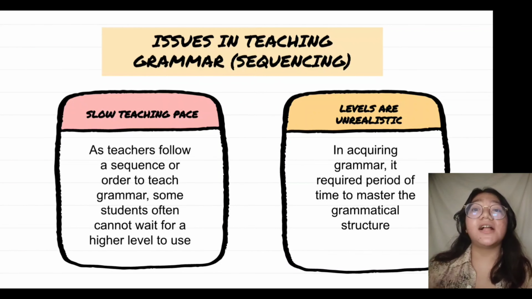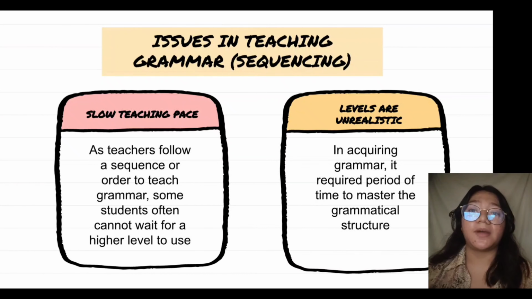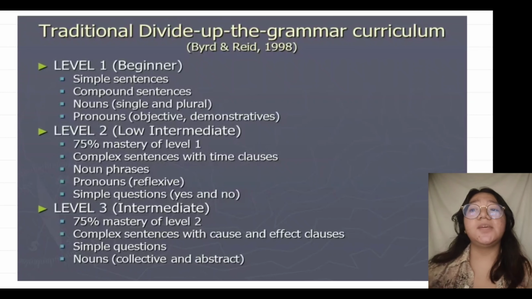Last is levels are unrealistic. In acquiring grammar, it requires a period of time to master the grammatical structure. So, for me, the levels are unrealistic. Kasi hindi mo masasabi na kung level 3 nga siya if the 75% mastery ng level 2. So, para sa akin, unrealistic siya.